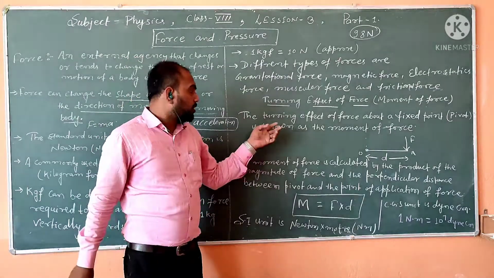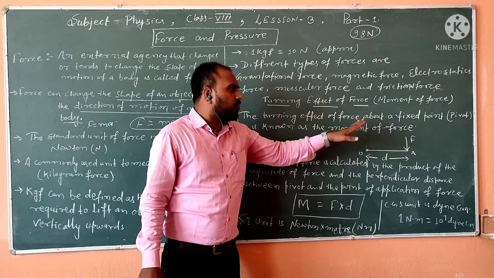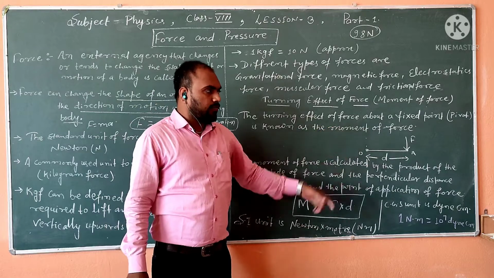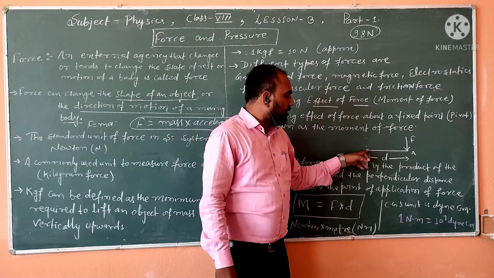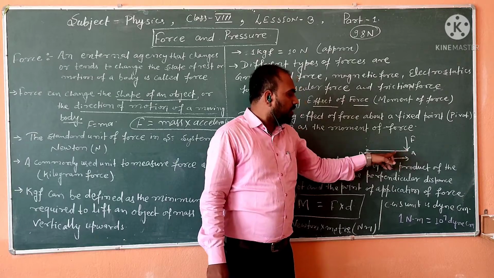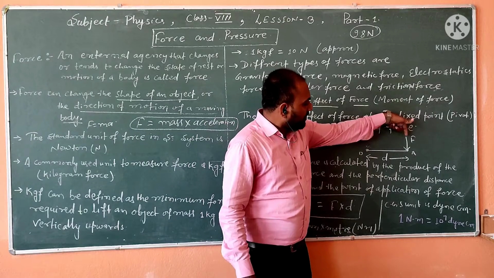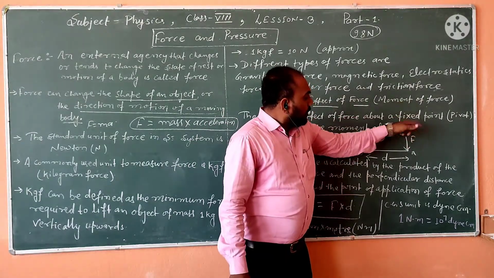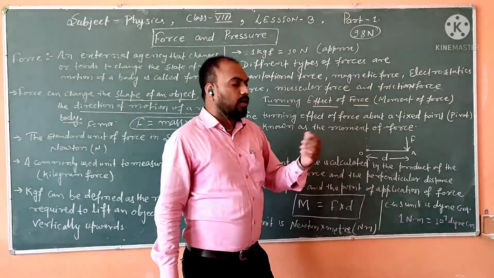from a particular point. Okay, the turning effect of force about a fixed point, that is the pivot point, is known as moment of force. For example, if there is a fixed point and there is a distance, a length of radius, and at point A I am applying force F. Okay, the product of distance and force gives you the moment.